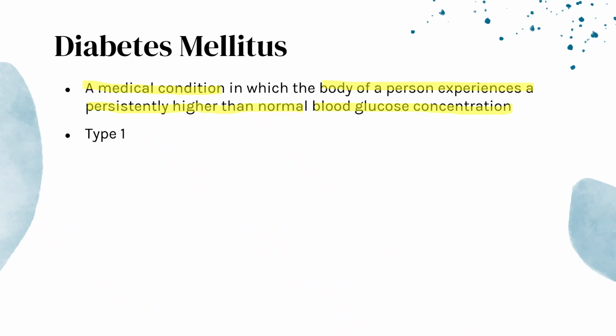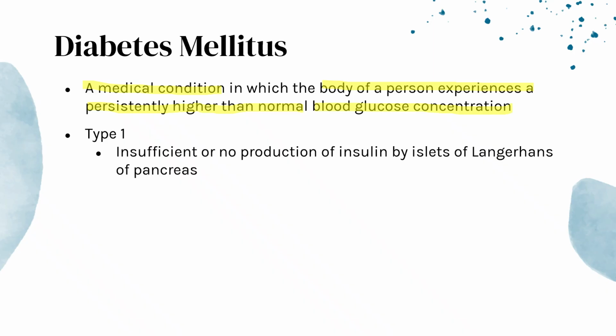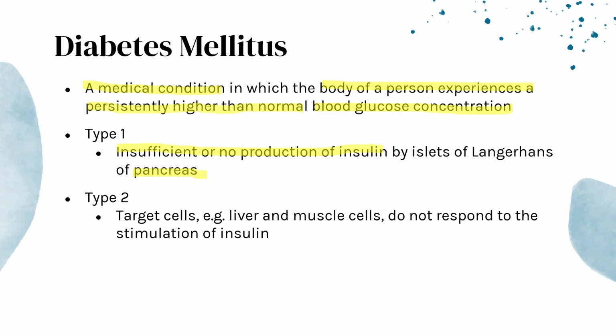So actually there are two types of diabetes. Type 1 refers to insufficient or no production of insulin. So the pancreas doesn't produce insulin at all, or is producing very little. Type 2 is more common, I think. It's because there's nothing wrong with the insulin. It's because the target organs, the liver and muscle cells, are not responsive to it. So even though the insulin level is normal, they cannot respond well to the stimulation of insulin. So this is known as type 2.